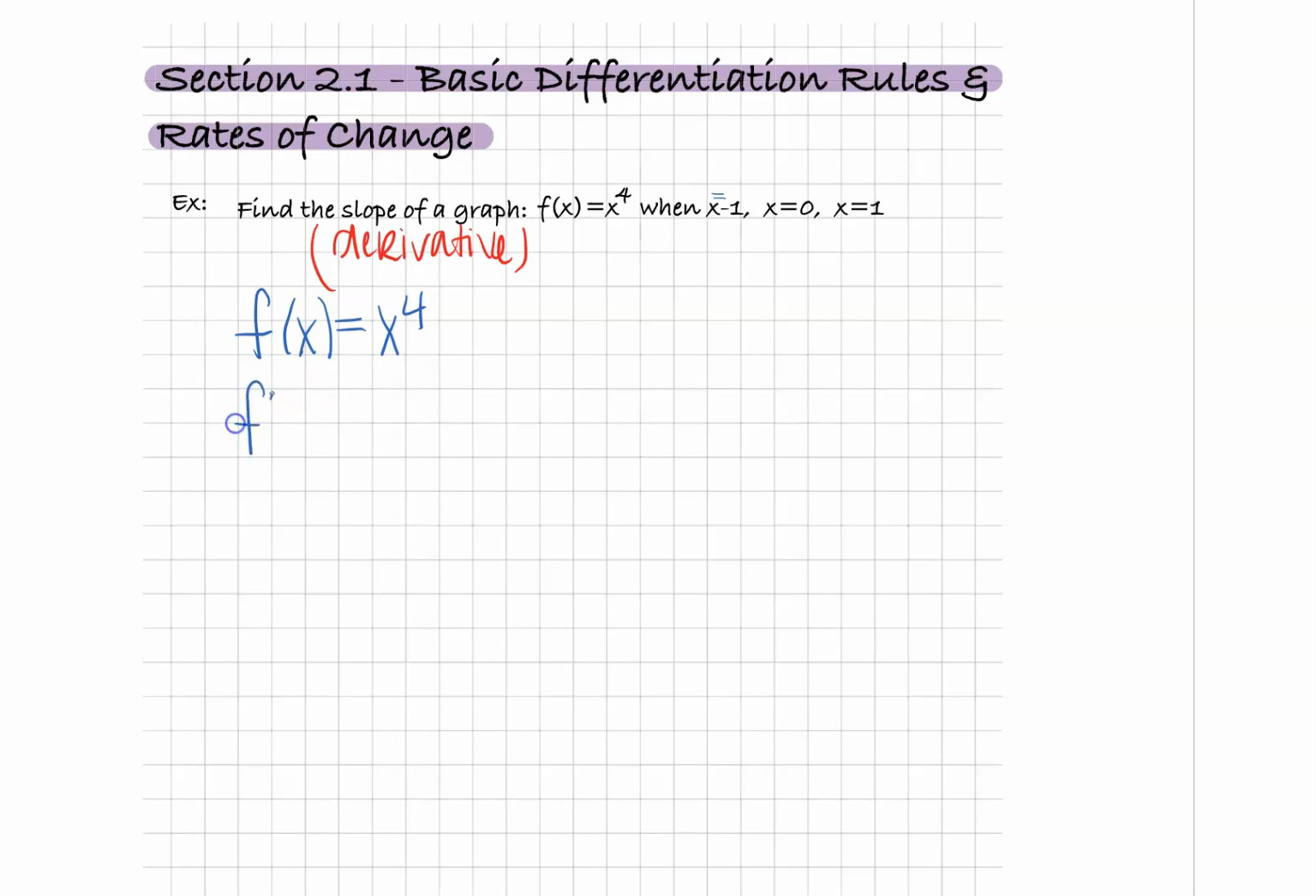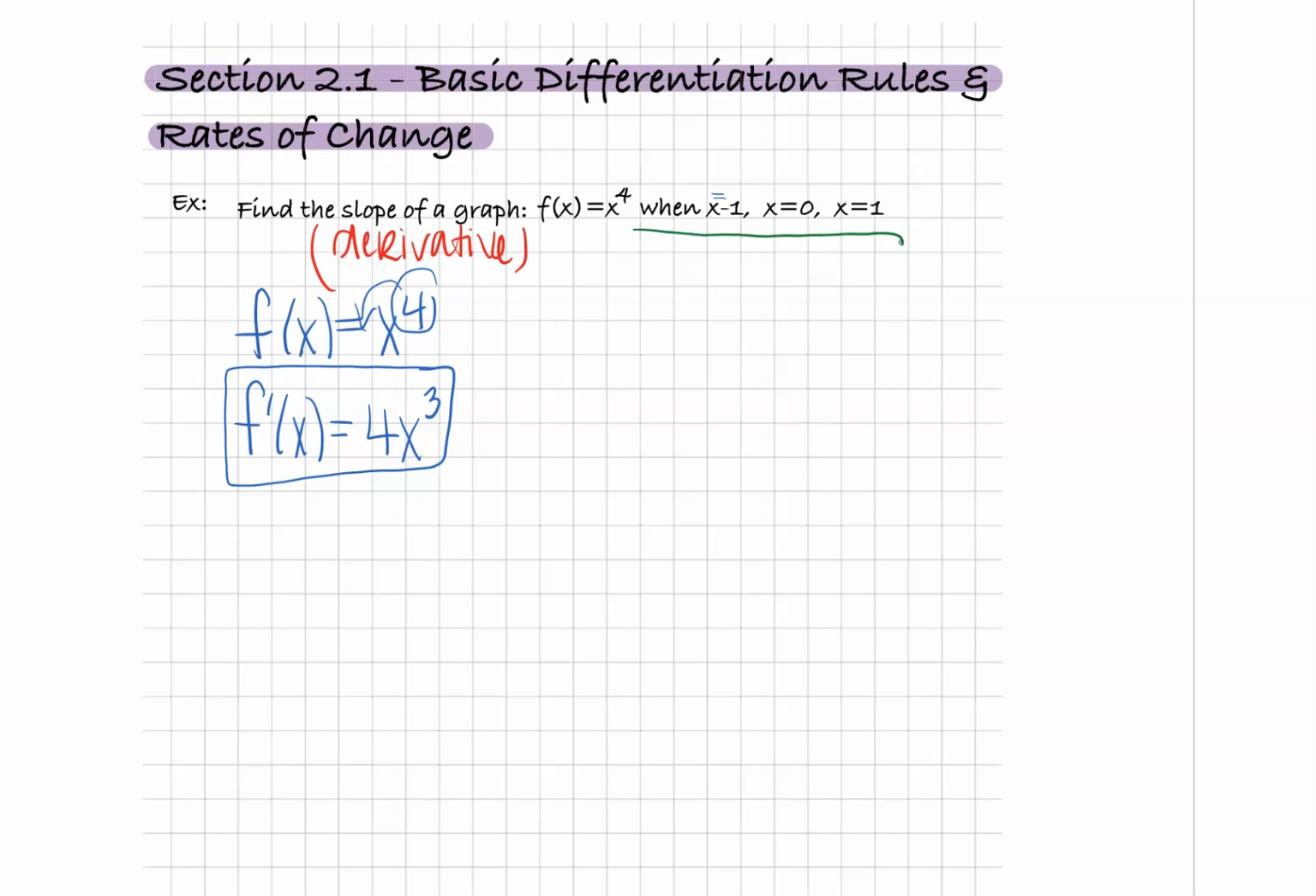So I'm going to find my derivative, f prime of x is equal to bring the exponent down. So 4x to the, subtract 1 from it, 3. So there's that shortcut I'm showing you of I'm not going to write down 4 minus 1 a lot. So now I have my derivative. Now the next part says when x is negative 1, x is 0, and x is 1. So now I just have to plug into that.